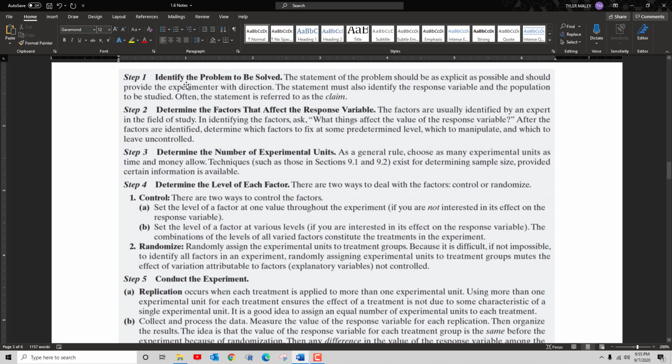So step 1, we need to identify the problem to be solved, right? The statement of the problem should be as explicit as possible and should provide the experimenter with direction. The statement must also identify the response variable and the population to be studied. Often the statement is referred to as the claim, right? So we need to figure out what we're studying, who we're studying, all of those good things, right?